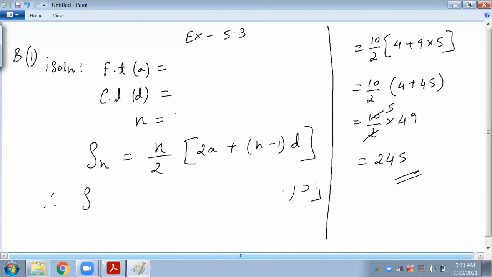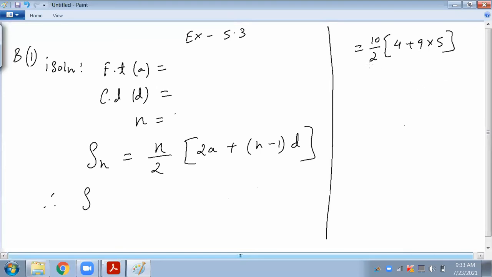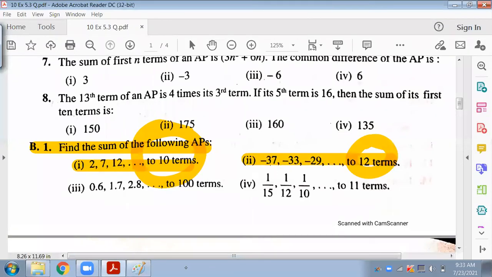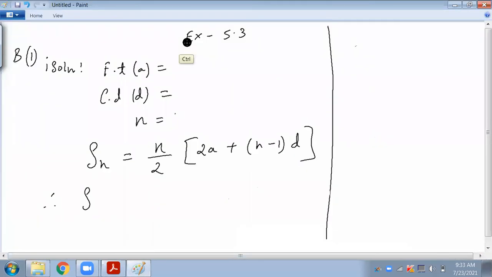Okay, let me use the same page. Here the first term is what? First term is minus 37. So minus 37, and d will be what? It will be second term minus first term. Second term is minus 33 minus the first term is what?